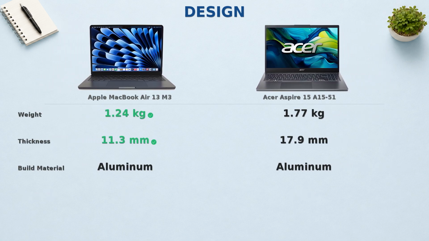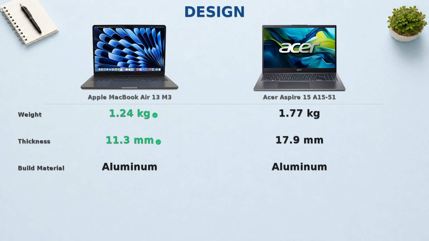MacBook Air is lighter at 1.24 kilograms, while Aspire weighs 1.77 kilograms, so carrying it feels easier all day. The MacBook Air is also slimmer at 11.3 millimeters versus Aspire's 17.9 millimeters, making it less bulky in your bag. Both use aluminum, so the premium feel is similar no matter which you choose.